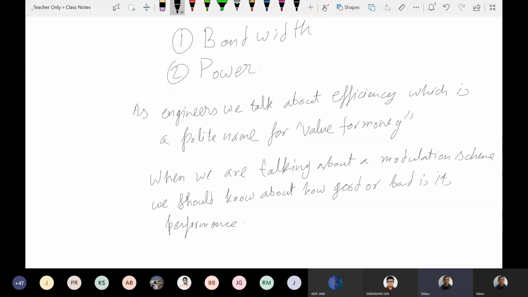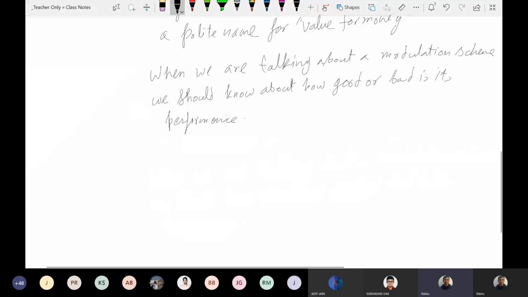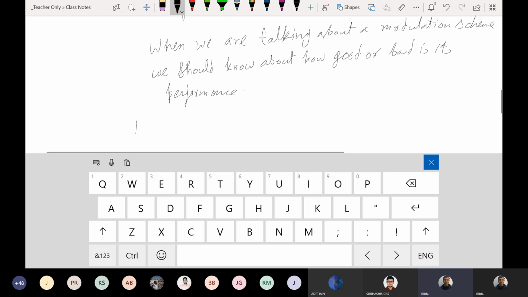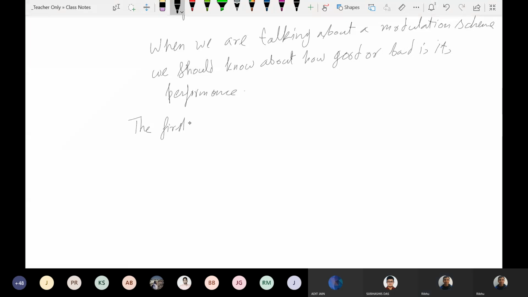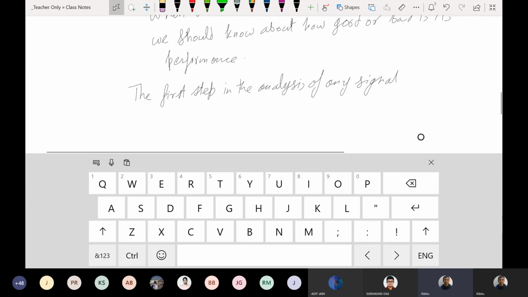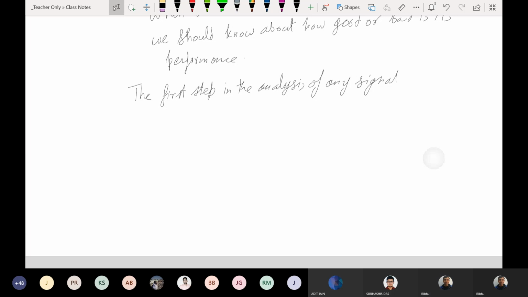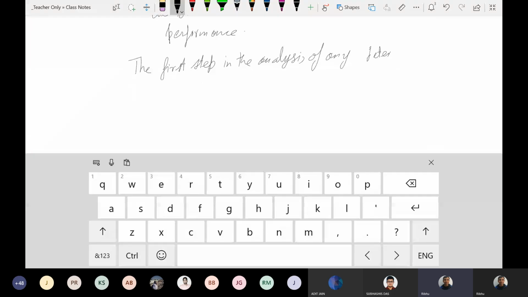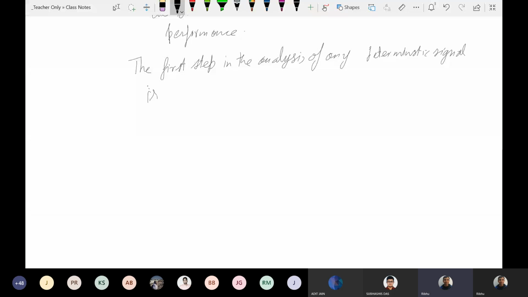So, as an important part of the analysis, we should know the first step in analysis of any signal. Now the first step, for any signal, or rather any deterministic signal, since till now, is the analysis of its spectrum.